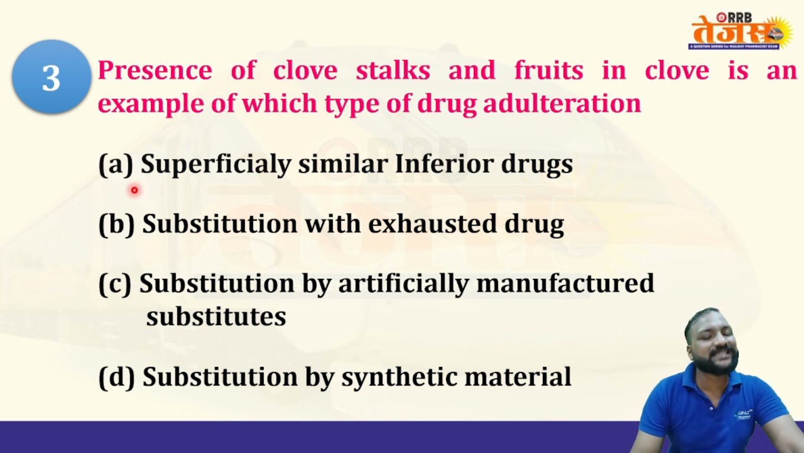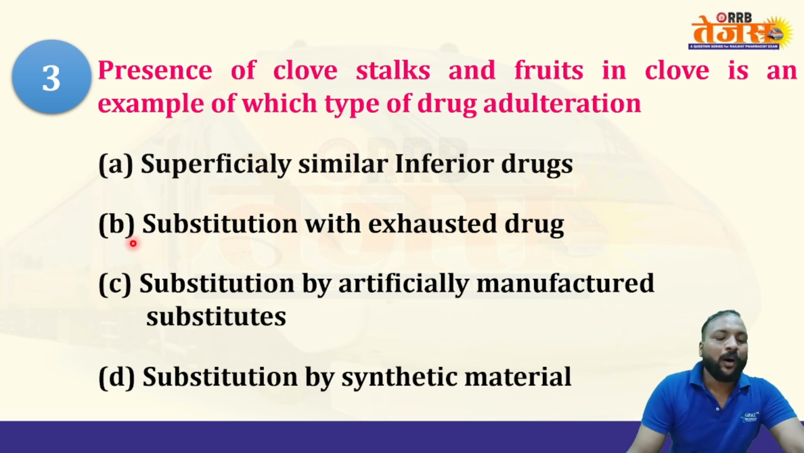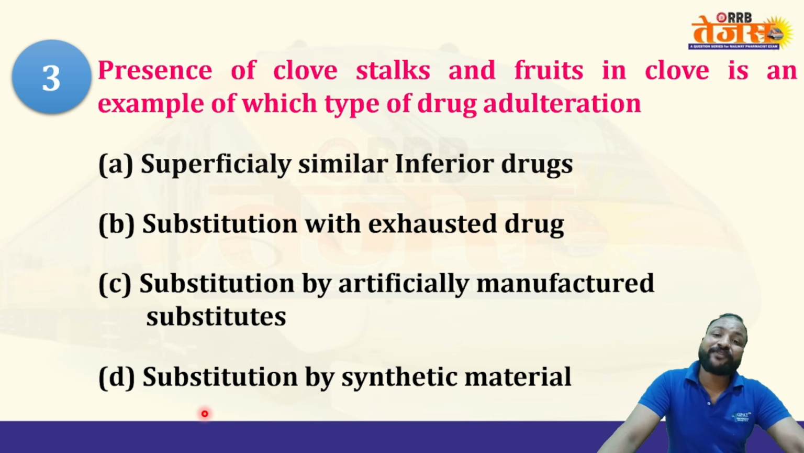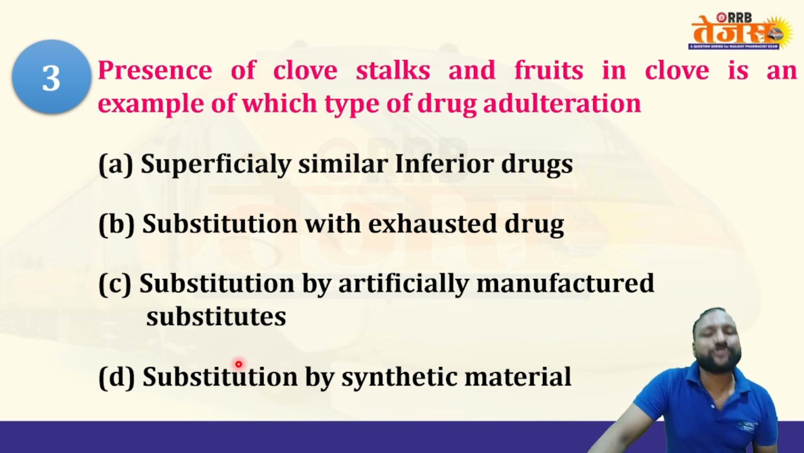Option A, superficially similar inferior drugs. Option B, substitution with exhausted drug. Option C, substitution by artificially manufactured substitutes. And D is substitution by synthetic material. Yes, in the types of adulterations, we have examples also for each type of adulteration, for each type of condition also. These are all the different types of adulterations.